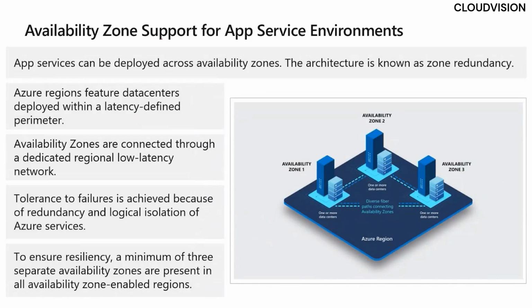Zone, high availability. It also supports availability zone support. Redundancy. This architecture is called zone redundant environment. That means your app service is going to deploy across zones, availability zones.